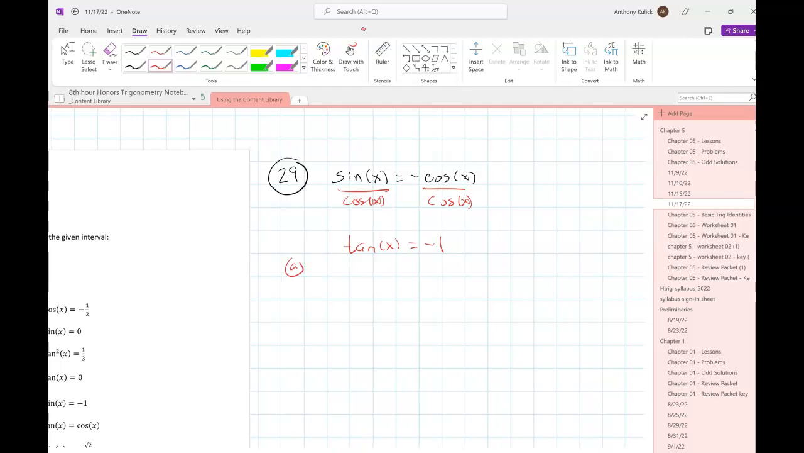Where is tangent equal to -1? This happens in quadrants 2 and 4, right? When the values in x and y are the same except for the sign. That has at 3 pi over 4, and then at 7 pi over 4.